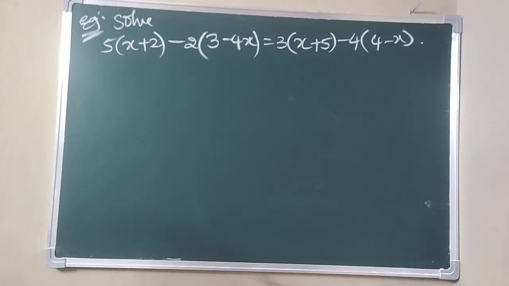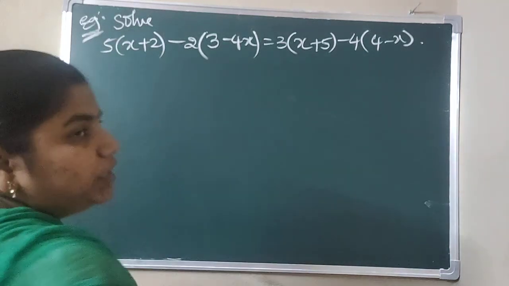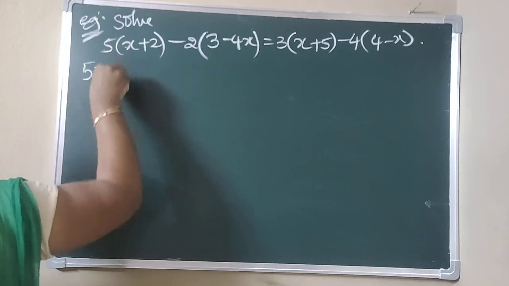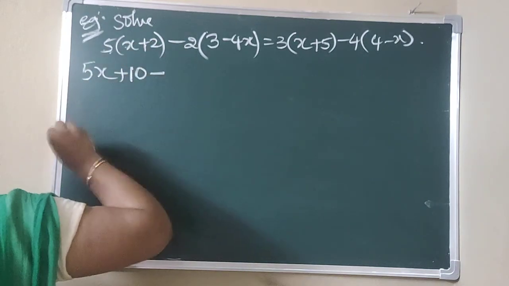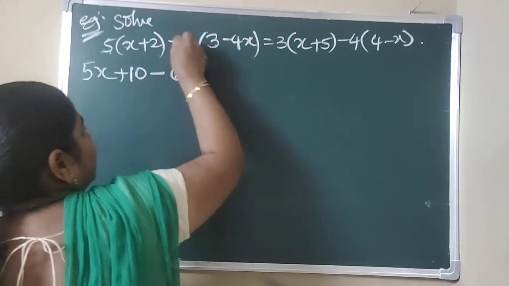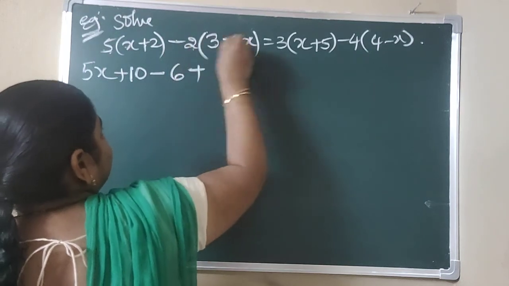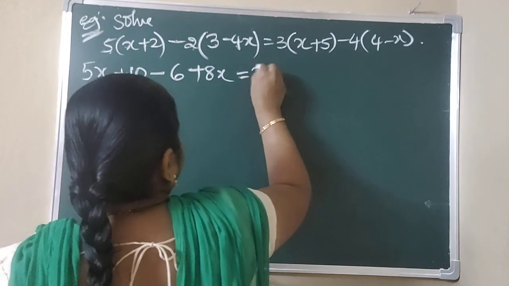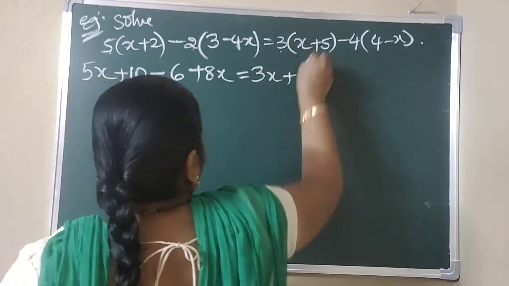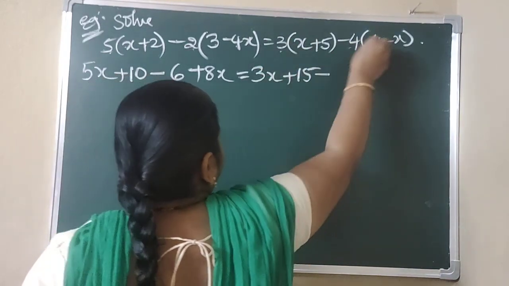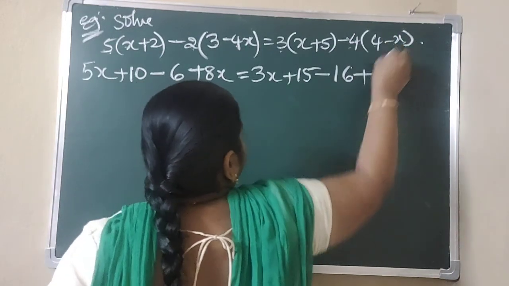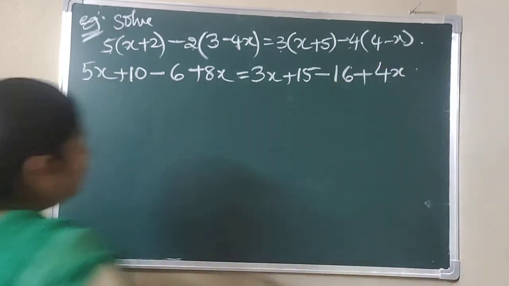We have to find the x value here. So how to find the x value? First multiply each and every term with each other. 5 into x is 5x, plus 5 2s is 10, minus 2 3s is 6, minus into minus is plus 2 4s is 8x, will be equal to 3 into x is 3x, plus 3 5s is 15, minus 4 4s is 16, minus into minus will be plus 4 into x will be 4x.